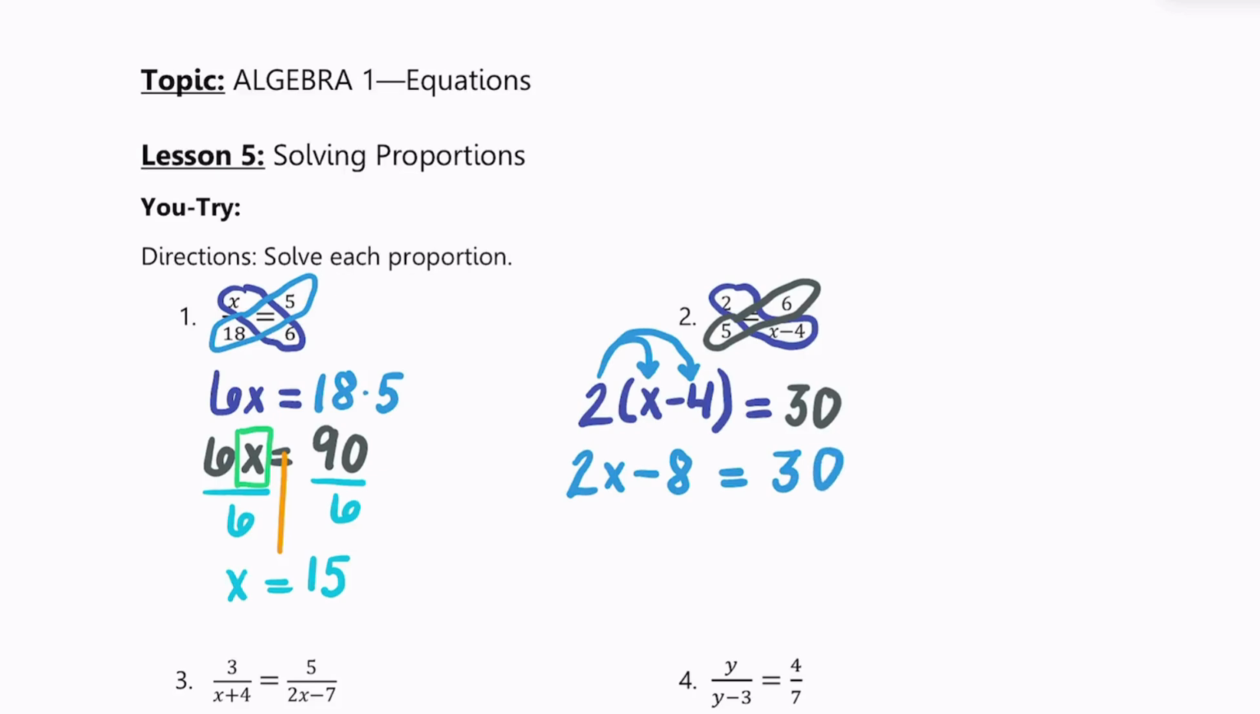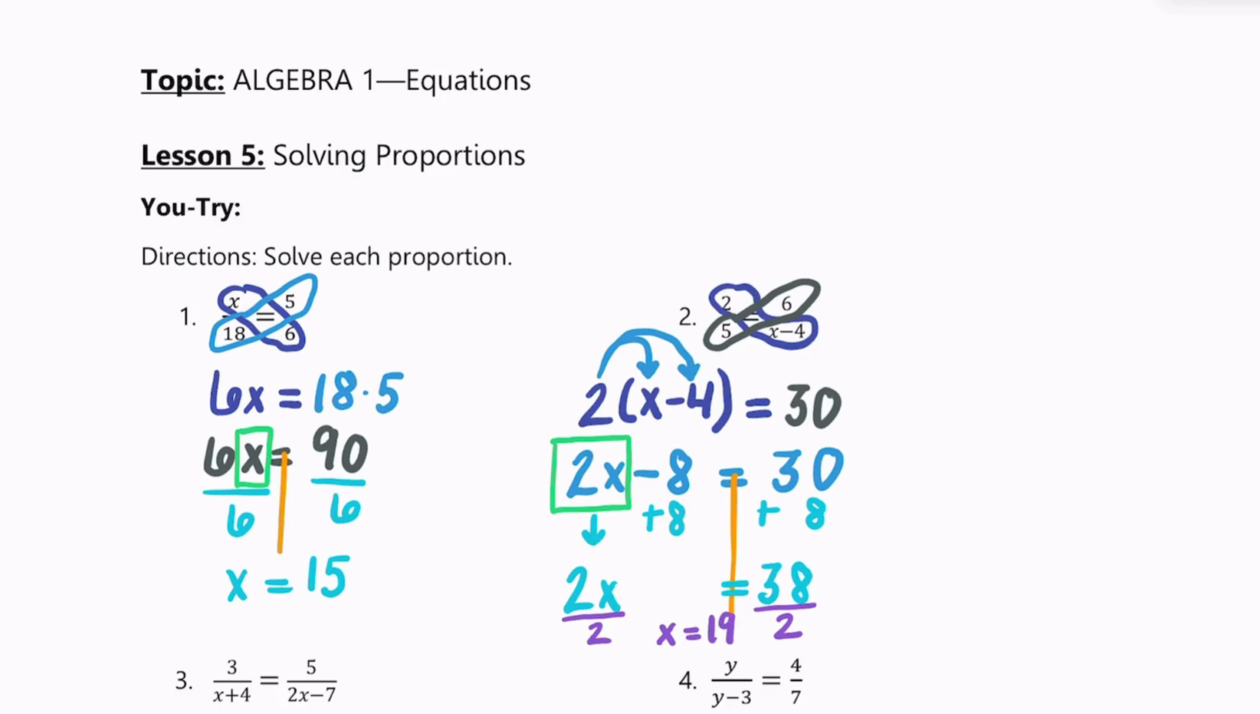Now, from here, we have a 2-step equation. We're going to first work to isolate that 2x. We are going to do that by moving that minus 8, and if we want to move it to the other side, we need to do the opposite operation. So we're going to add 8 on both sides, draw an arrow down so we know we took care of that 2x. 30 plus 8 will give us 38. And now, last but not least, we're going to divide both sides by 2. That's going to leave us with x equals 19.